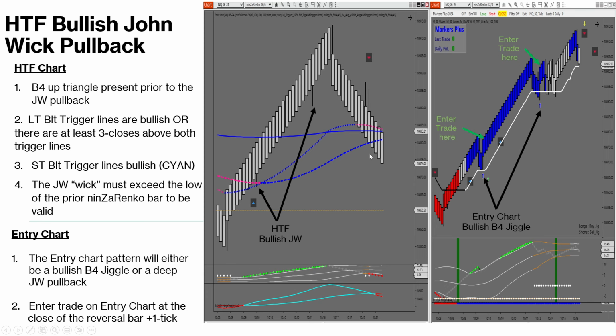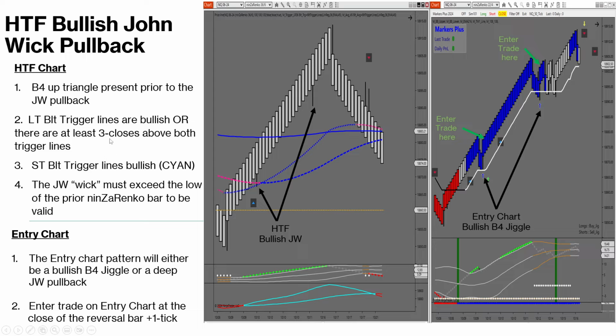All right, let's get to the meat of the matter. So, higher time frame. I'll give a description on the left-hand side of what we're looking for, and then I've got the higher time frame on the left and the entry chart on the right. We're going to show you the two patterns that are easiest to trade, most reliable, and what that looks like on our entry chart.